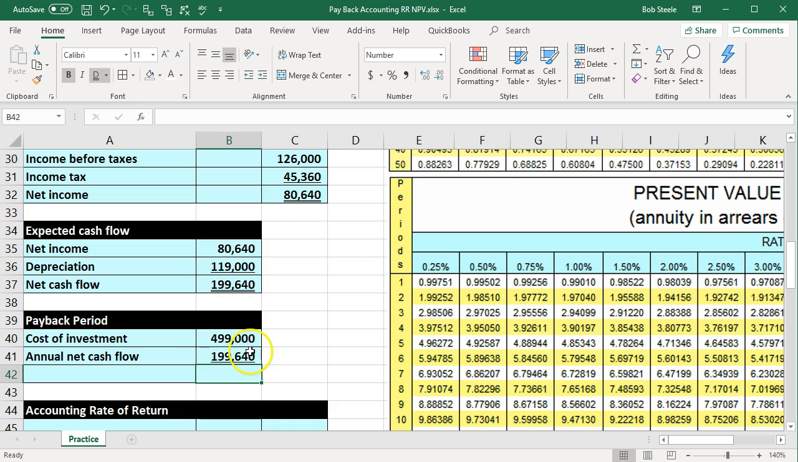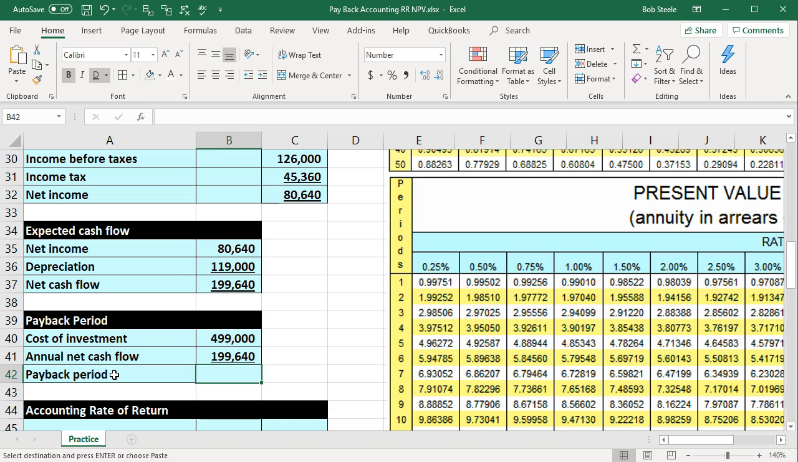So the cost is this item. Just if you think through this, obviously the payback period is going to be the cost, how much we spent in year zero, this time period, divided by the annual cash flows that we're going to get back. And that's going to be how long it takes to give us the payback period.